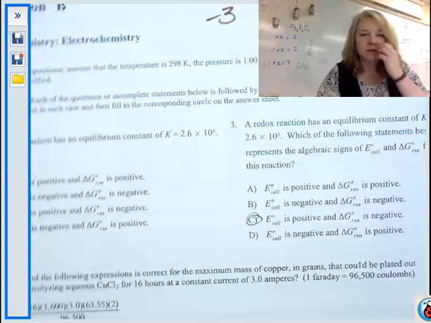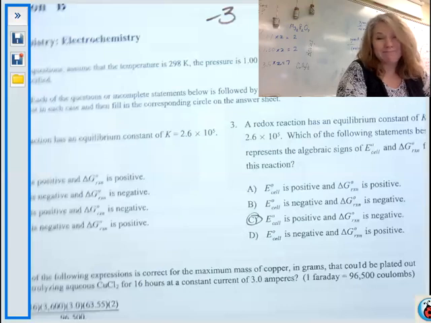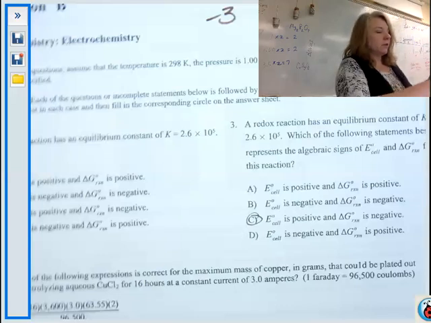The same question. K is greater than 1. E is positive. Delta G is negative. Those are just facts. I know y'all have heard that, just facts. Those are some facts that you got to know. All right, moving on to question number 4.